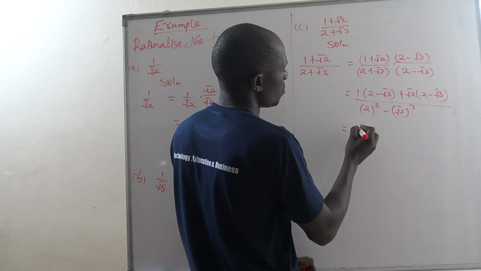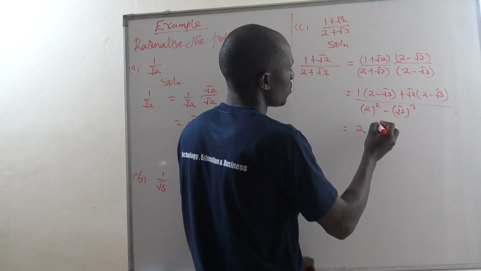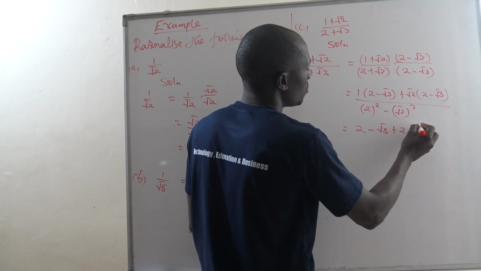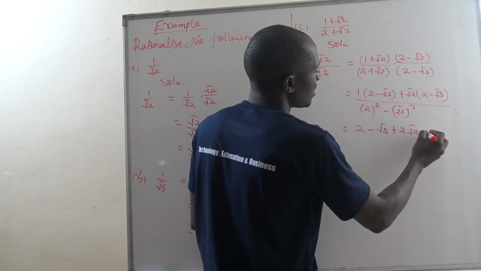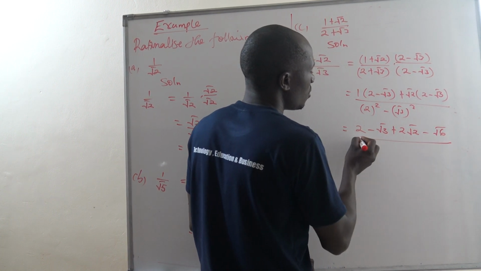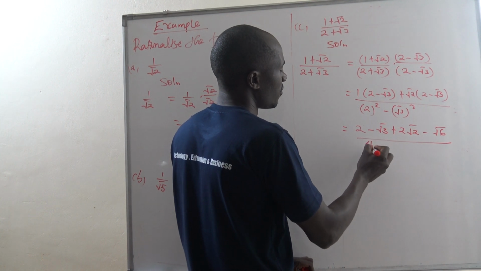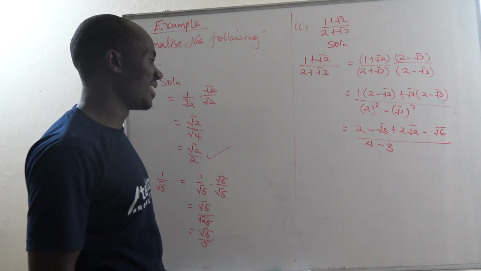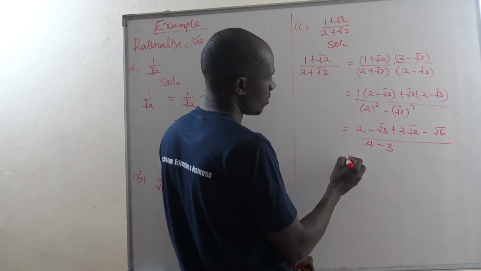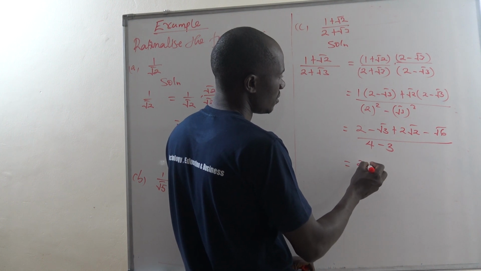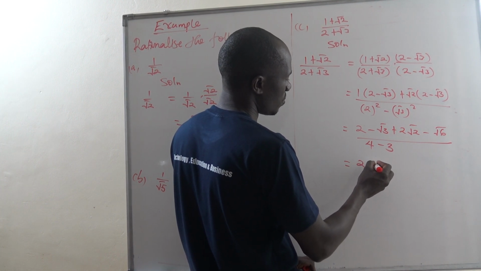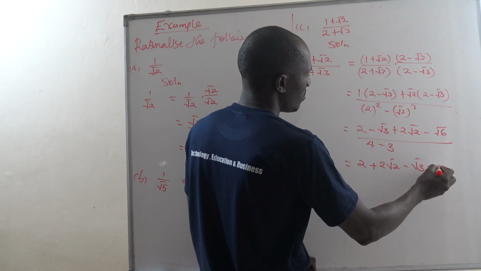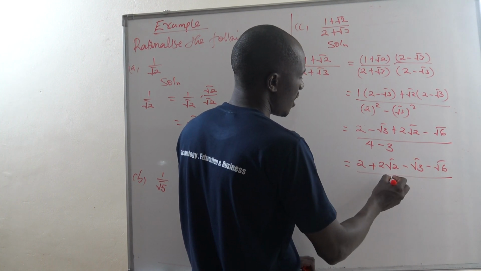So 1 times 2, we get 2, minus 1 times root 3, we get root 3, plus root 2 times 2, we get 2 root 2. Root 2 times that root 3, you get root 6, all over. What is 2 squared? You get a 4, minus this one reduces to 3. You can see how the thing is moving on well. So this becomes 2 plus 2 root 2 minus root 3 minus root 6 all over 1.